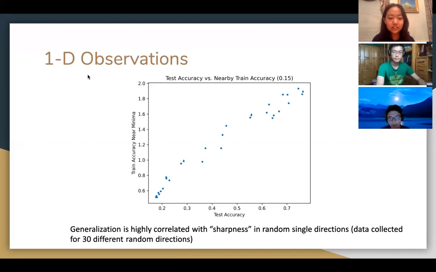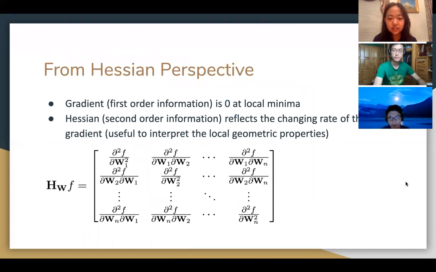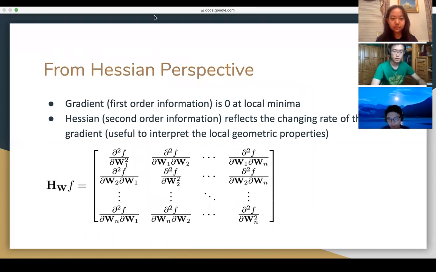And speaking of Hessians, I'll let Jupiter take the next. Yeah, so one way to understand the geometric properties of the loss landscape is through looking at sharpness or flatness, as Annie has just introduced.